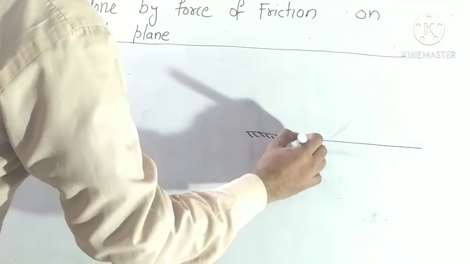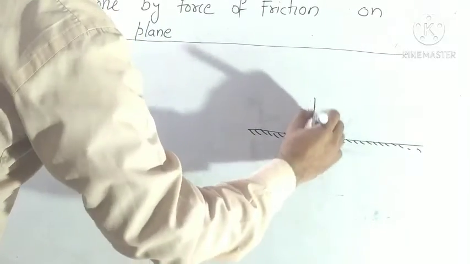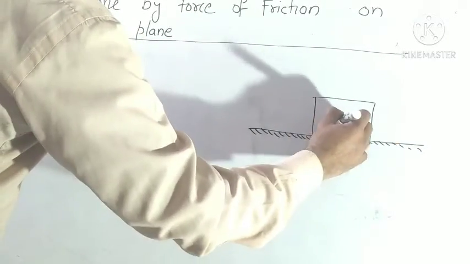So today our topic is work done by force of friction on horizontal plane. Here we will take a rough horizontal plane and put a body having mass m on this surface.